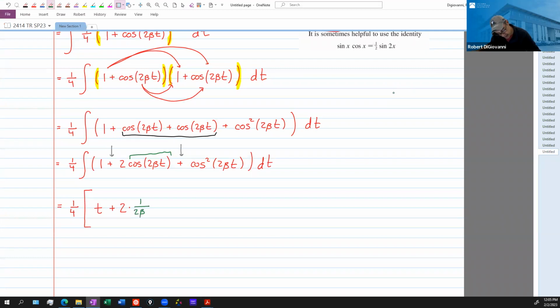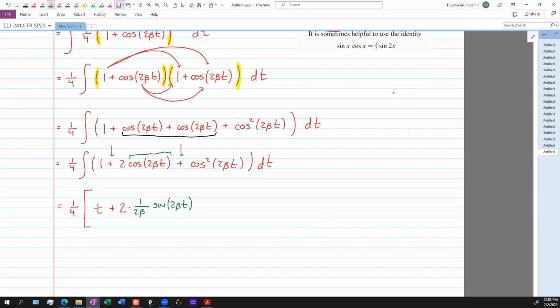1/2 beta sine of 2 beta t. So beta is a constant here. We're treating beta like a number. We just don't know what it is. All right, everyone see that? The 2 just comes down.